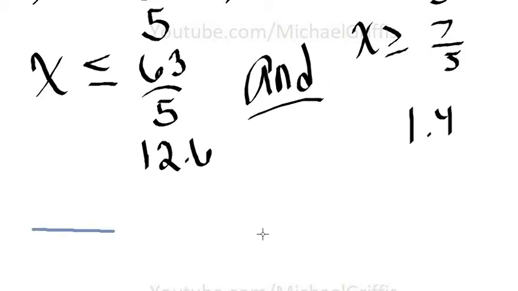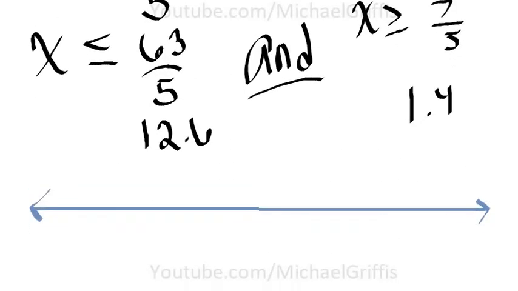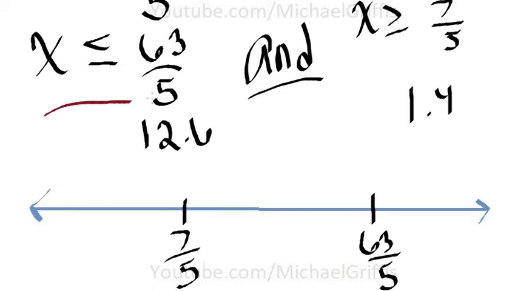Let's go ahead and draw the number line. Putting arrows on indicating it's going in both directions forever. So we have 12.6, 1.4. We're going to arbitrarily pick 63/5 to be over here. And 7/5, we'll just pick it to be over here. How's that? Just pick a point.